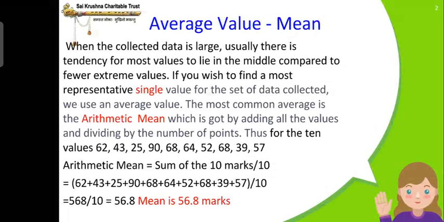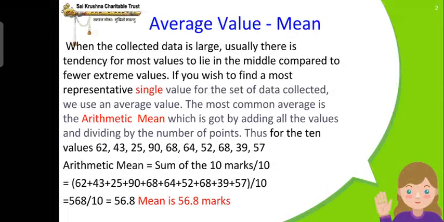See, when the collected data is large, usually there is a tendency for most values to lie in the middle compared to fewer extreme values. Which means what? In a class, let's take an example of 7th standard. We will not talk about the students who score very low marks or very high marks. We will just tell the average, which means we will round it off to some value. We will add everybody's marks and divide by the number of students, which gives us the average marks.